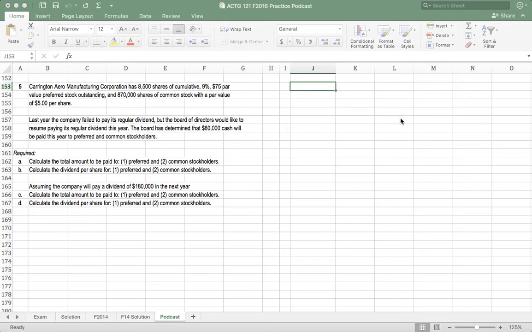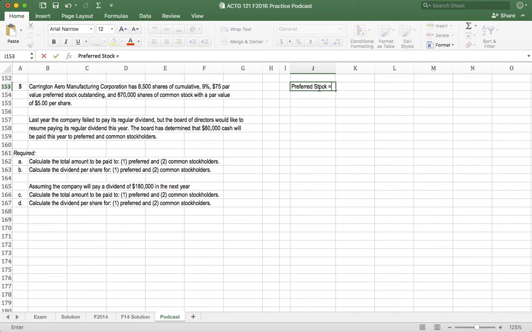So this is the last problem that will be on your final. It involves preferred stock and common stock. Specifically, how do you calculate dividends? So the most difficult dividend, I think, to calculate is the preferred stock. And the reason for that is this percentage. It has its own return.